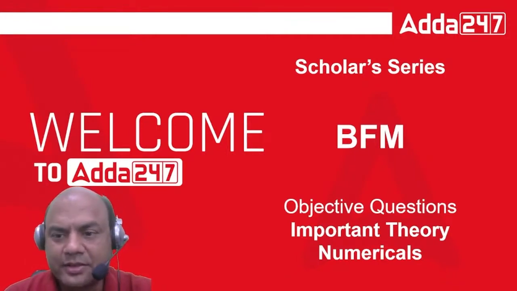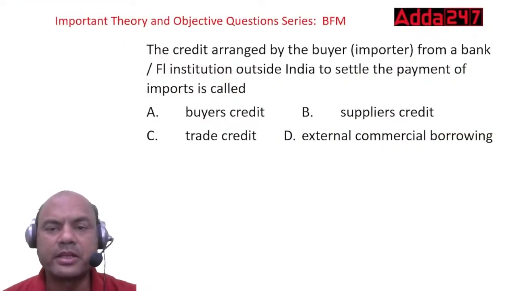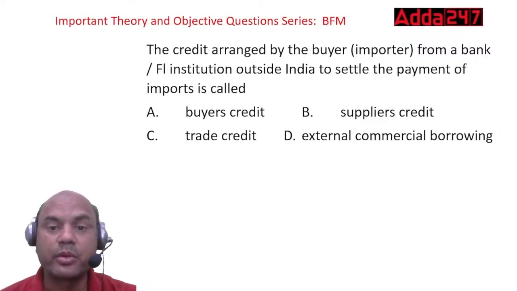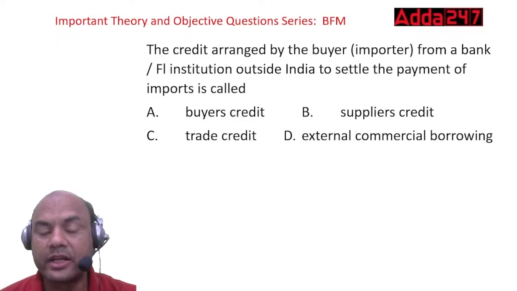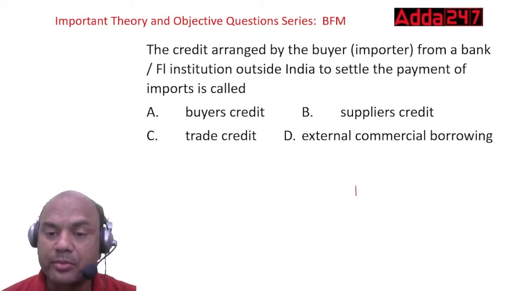Okay, let's start. First question: the credit arranged by the buyer, importer, from a bank or financial institution outside India to settle the payment of imports is called as. Now understand this question properly. The credit arranged by the buyer from a bank outside India. So buyer from a bank outside India means what? This buyer is from India. Understand this properly. These are important points.